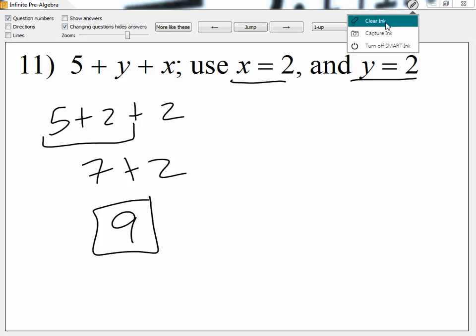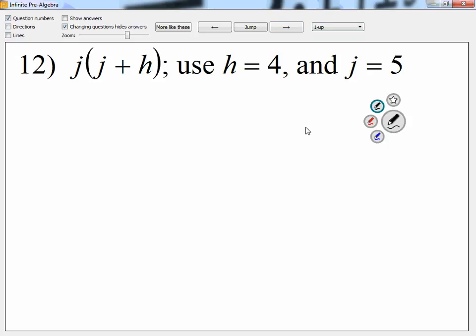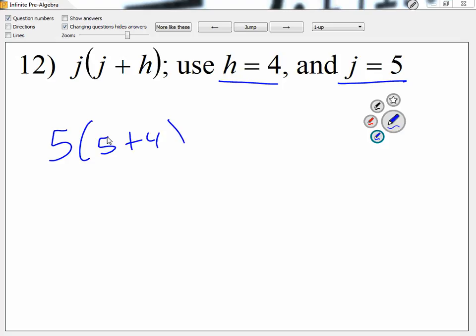So we have letters, but I'm telling you guys what value to replace them for. If you look at question number 12, H is going to be 4, J is going to be 5. So let me write this as 5, inside the parentheses, 5 plus 4. Parentheses is a group, so let me work the group first. How much is 5 plus 4? 9. Let me keep it inside the parentheses. So the 5 and the 9 put together, that means times. How much is 5 times 9?